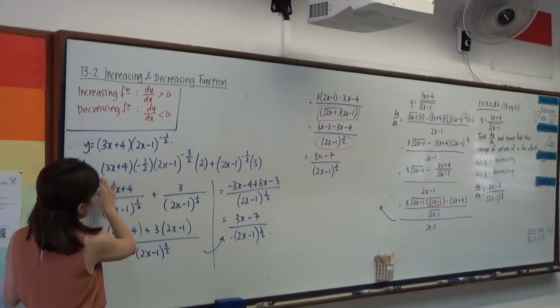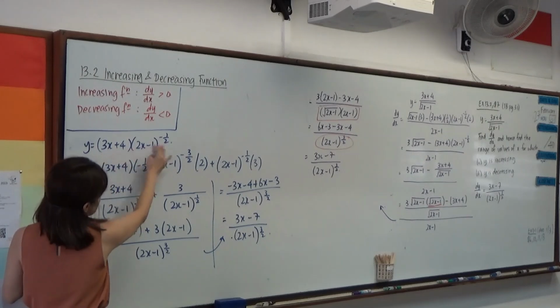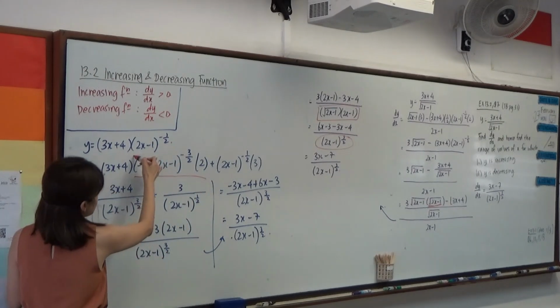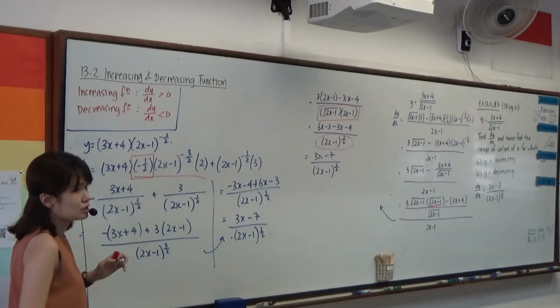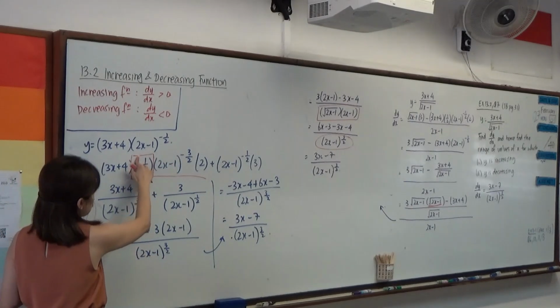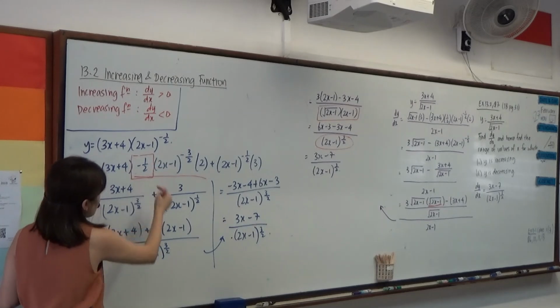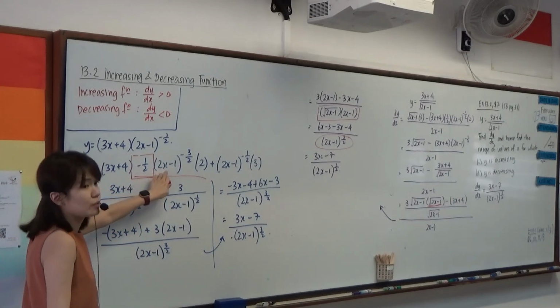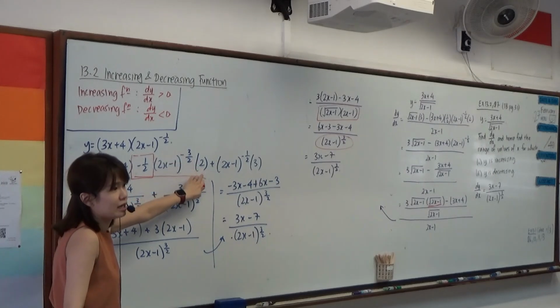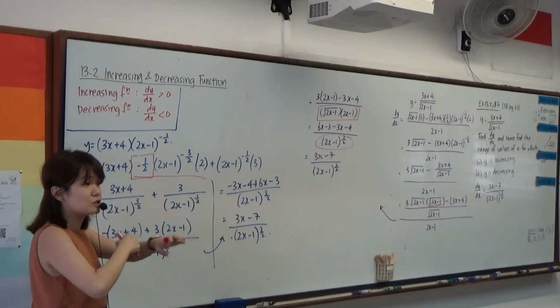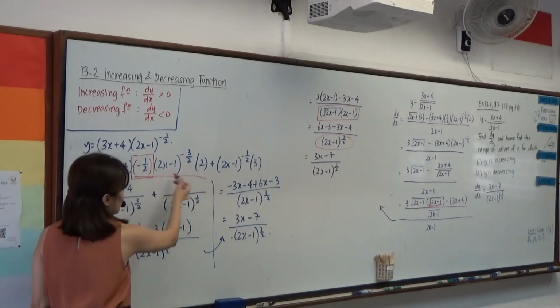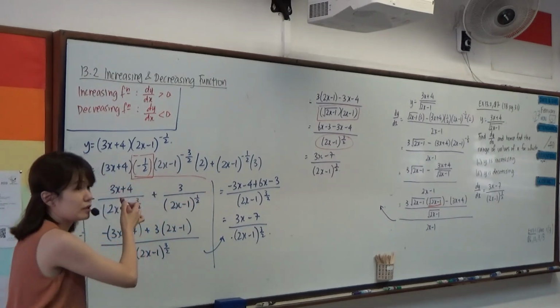So dy over dx in this case, we keep the left side, differentiate the right. We have this. I want to point out that this brackets over here is essential, because if you don't have the brackets, what it will look like is 3x plus 4 minus half times 2x minus 1 to the power, then after that times 2. Which means a totally different thing from when we have the brackets, because these are connected by multiplication already.